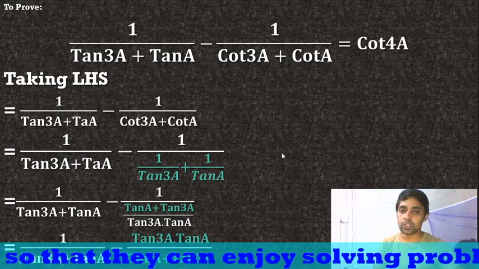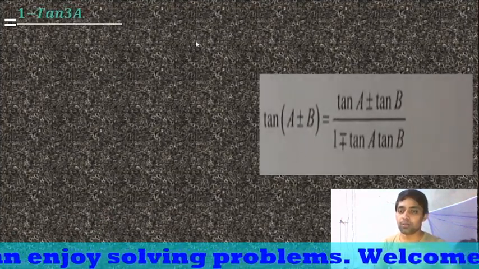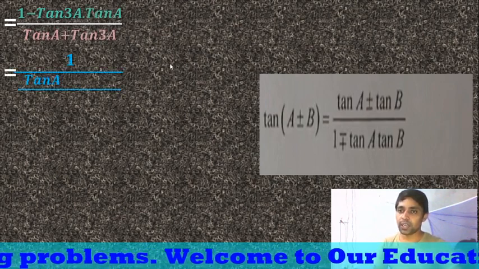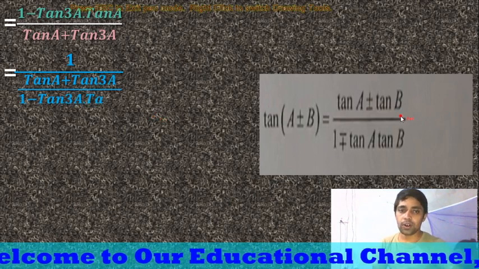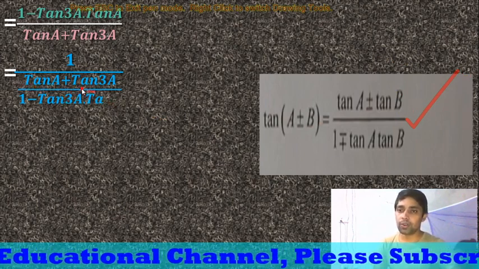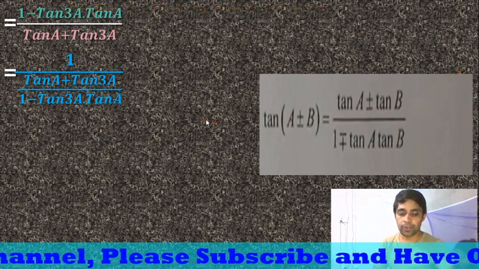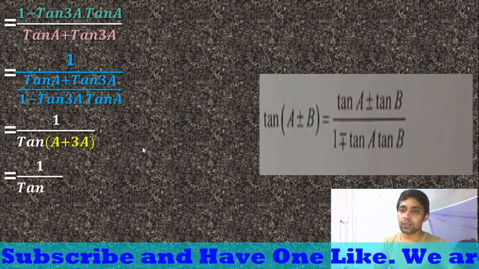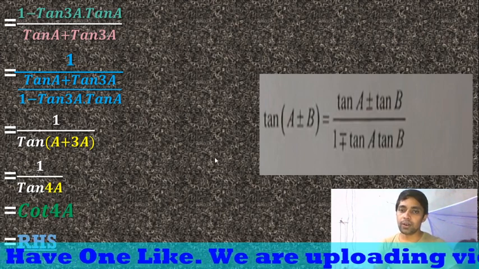After this we'll take the LCM here. Both denominators are the same, so we go for LCM and we can see this will be 1 minus tan a tan b upon tan a plus tan b. If we do the reciprocal here, we'll get the formula. This is the formula format. If we apply the formula, we'll get 1 by tan 4a, so here we have 1 by tan 4a, that is we are getting cot 4a. This is only our RHS.